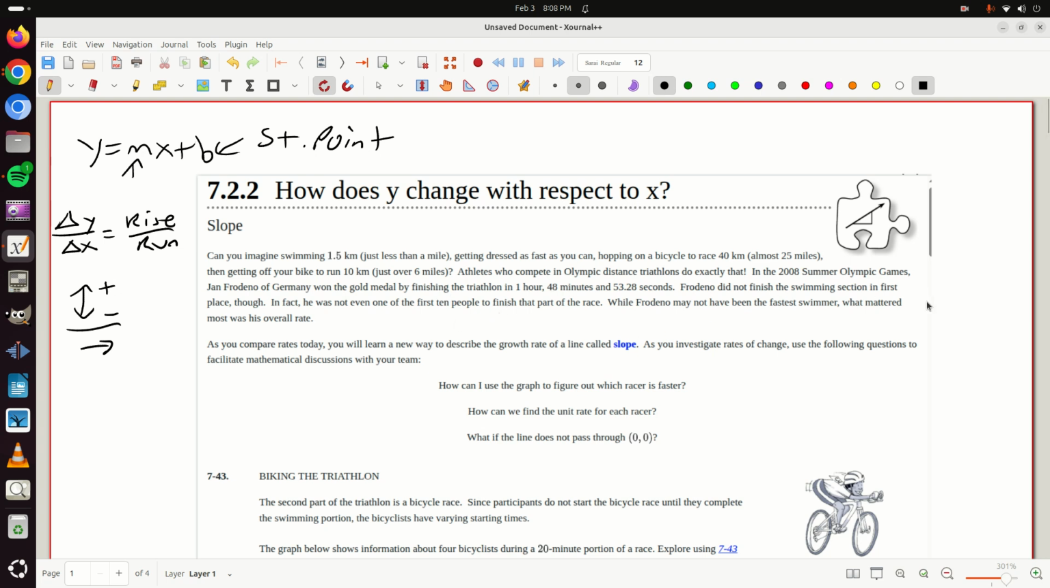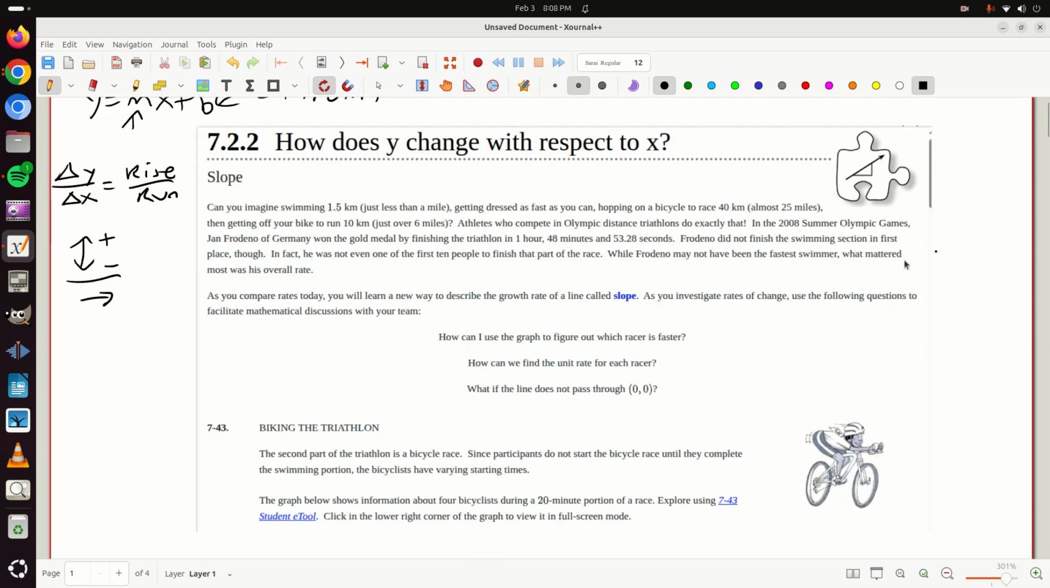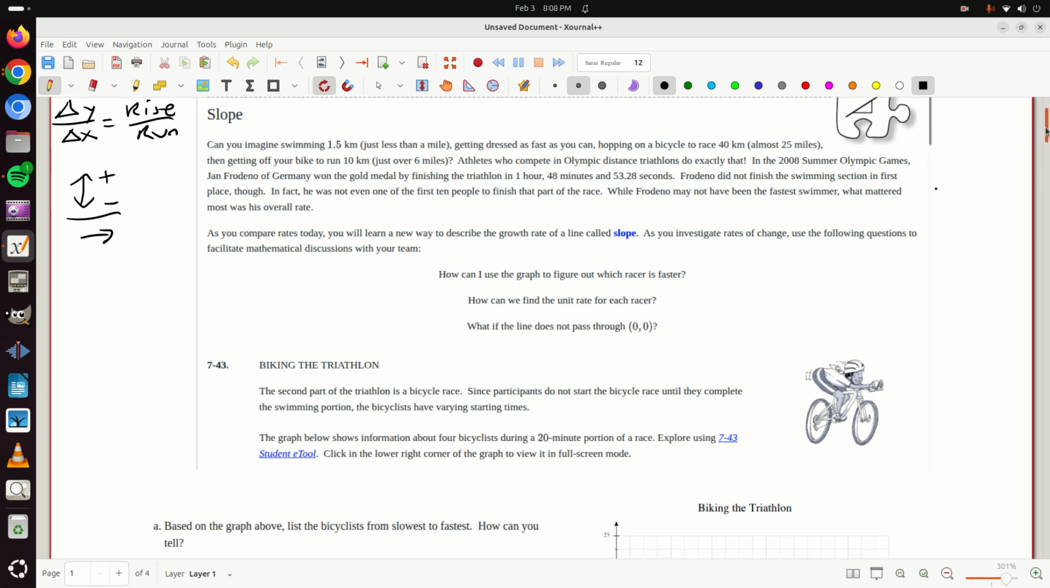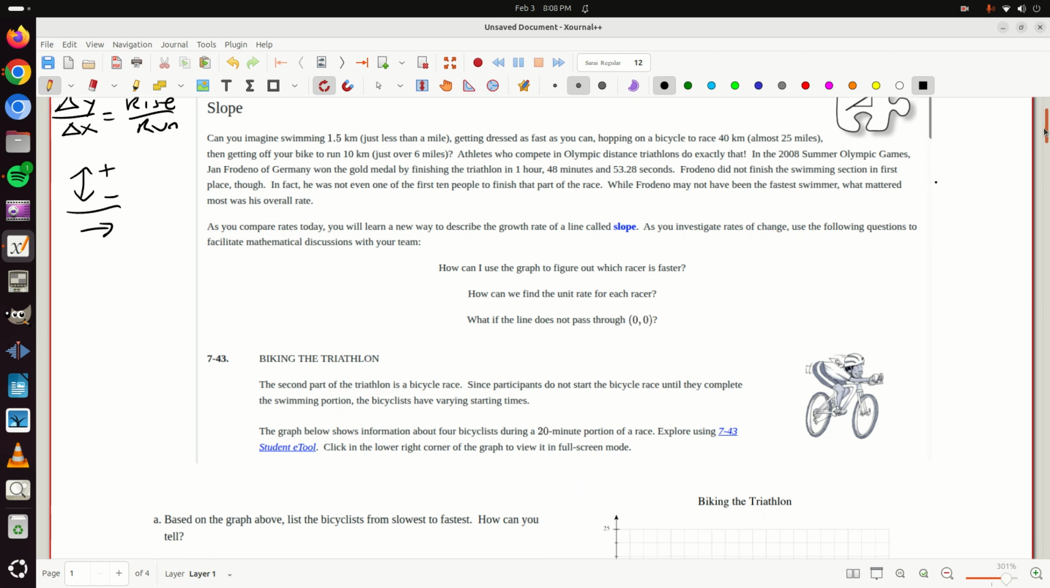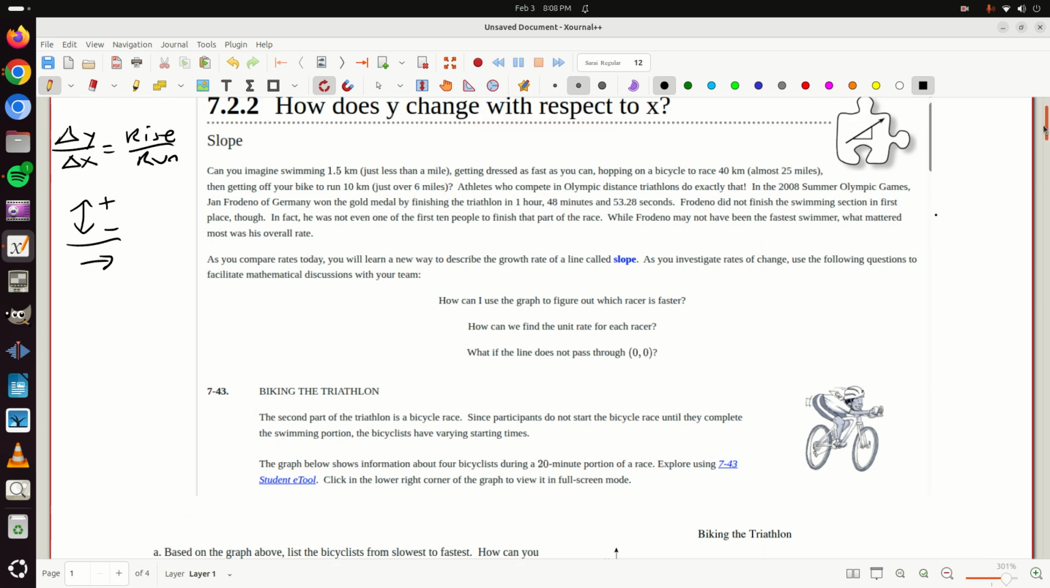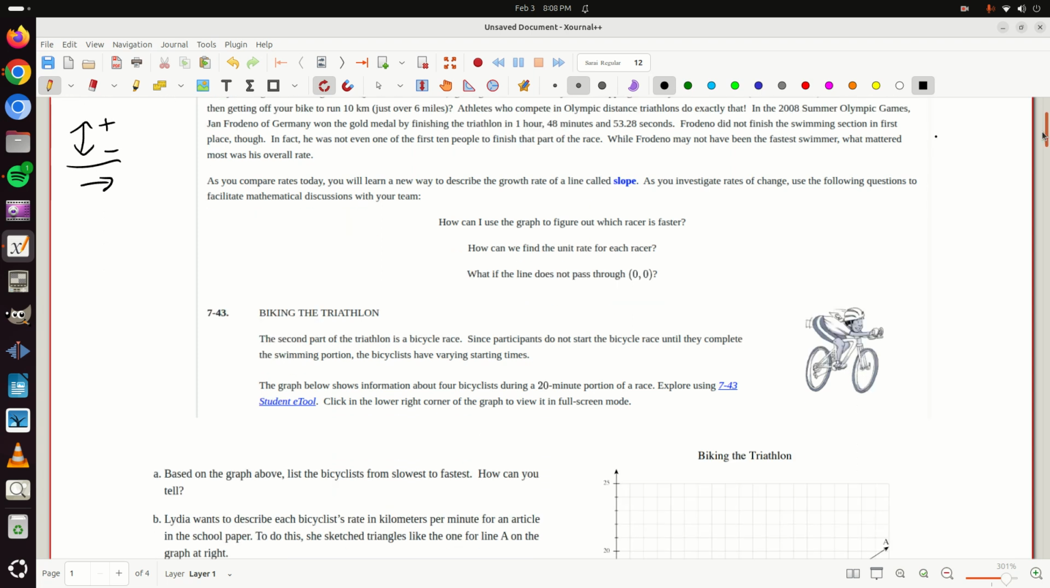I'll let you guys read this, but essentially it has to do with a race in the Olympics where you swim for a bit and then bike for a bit and then run for a bit. And they make the point that the guy that won the gold medal one year actually wasn't even in the top 10 at the first part of the race, but he ended up winning the race because he was better at biking and running than the other people were.